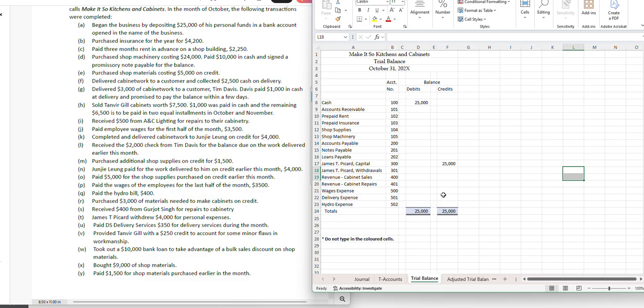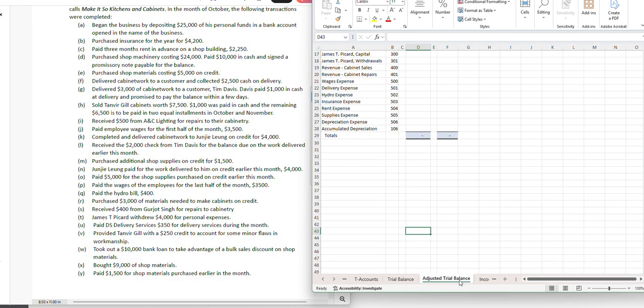If it doesn't balance and you can't figure out your mistake, it's honestly going to be a very small loss of marks, right? Maybe you'll lose 1 or 2 marks. So I wouldn't worry too much about getting everything perfect. The main points are making sure you understand how to make a proper journal entry with proper format, how to post to T accounts, how to post to a trial balance, right?